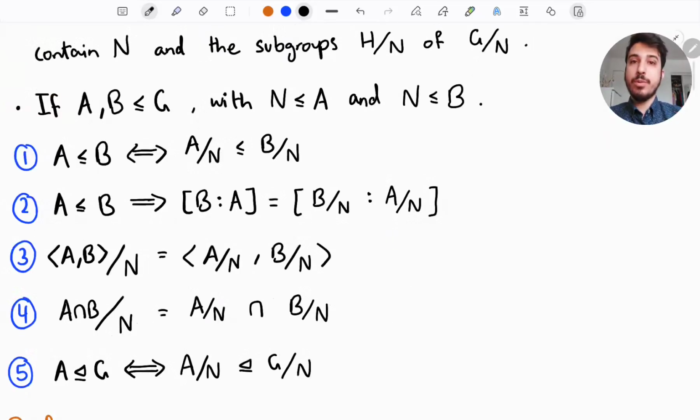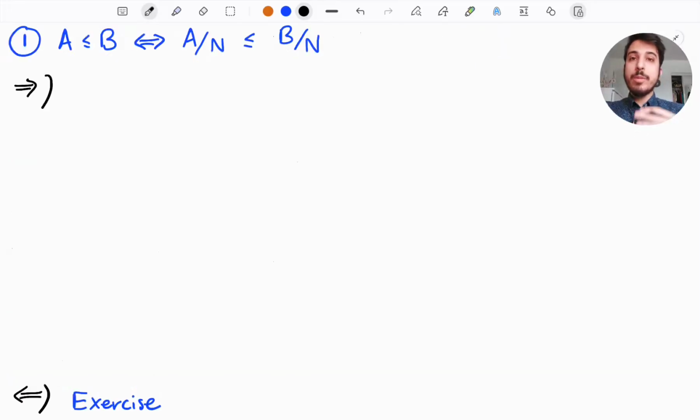Now it is time to prove the 5 statements that follow. For the first result, I will be proving only the forward direction, and the backward direction is very similar, so I will leave it to you as an exercise. For the forward direction, I would like to prove that A/N is a subgroup of B/N, knowing that A is a subgroup of B. The first thing to notice is that because A is contained inside B, it is natural to see that A/N is contained in B/N.